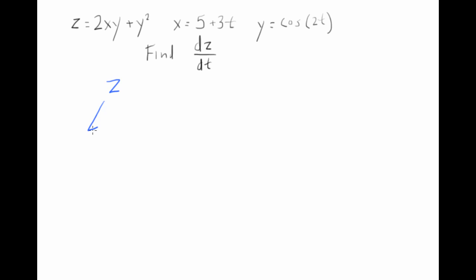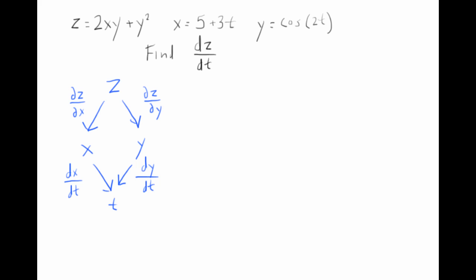Z depends on two variables, x and y. X and y both depend on t. I'm going to label each arrow in this diagram with the appropriate derivative. So this would be del z del x, del z del y. And down here I've got functions of one variable, dx dt, dy dt.